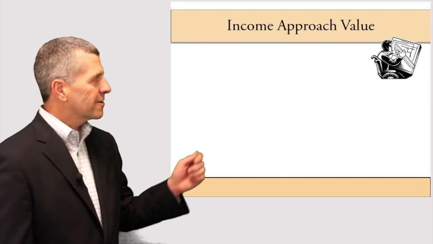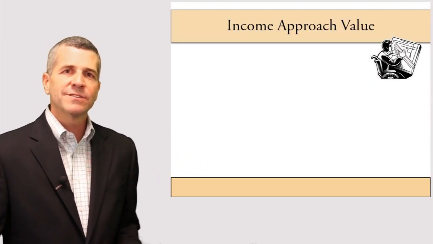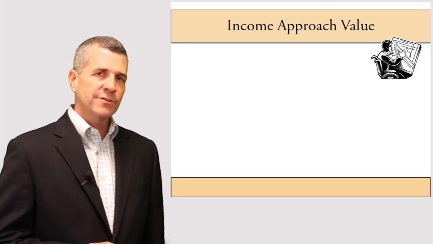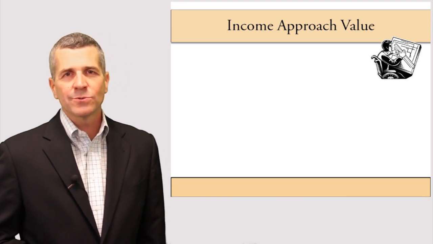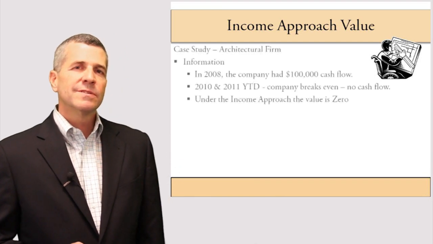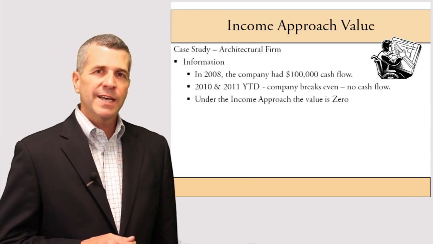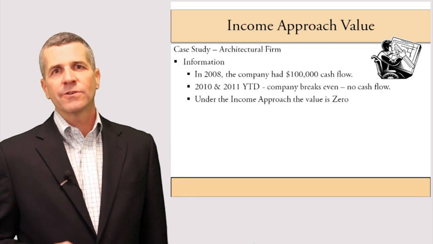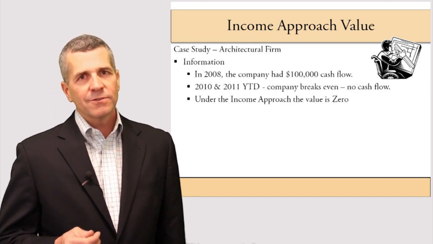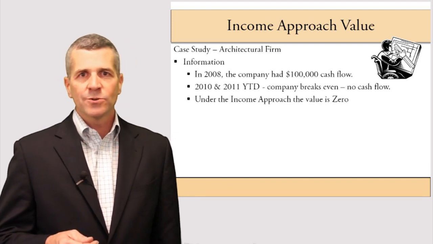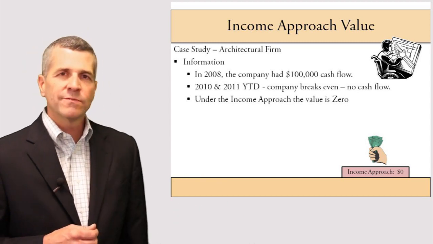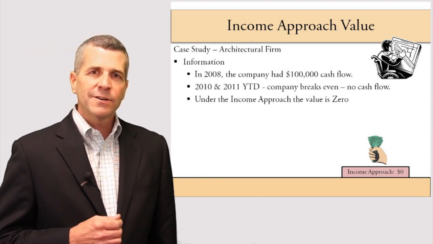Our first case study is an architectural firm. Now this is an actual valuation that we did earlier this year. While this architectural firm had been very profitable in years past, the architectural industry was one of the hardest hit by the downturn in the economic crisis. And so in the most recent years, 2010 and 2011, after paying their owner a fair wage, there was zero cash flow left over. So under the formula, cash flow times multiple, we get zero value. Under the income approach, this architectural firm has a zero value.